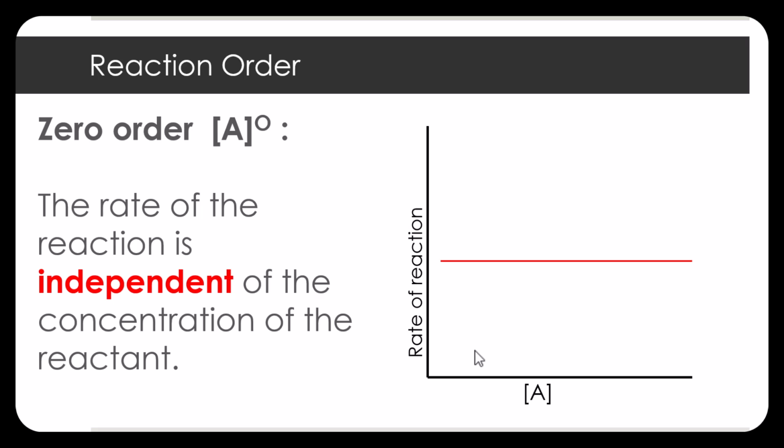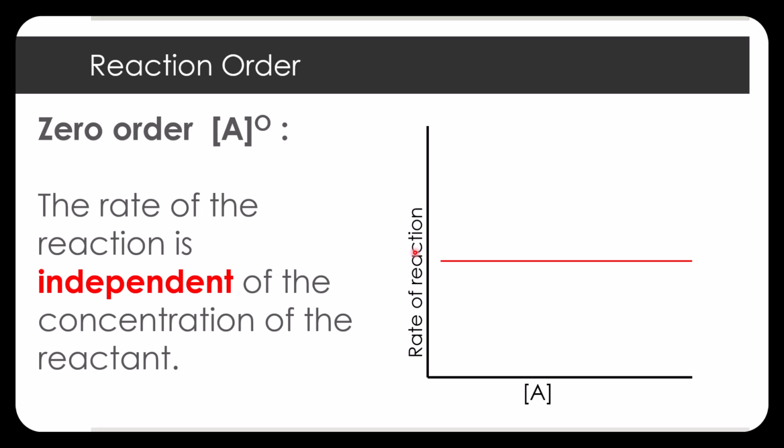Independent of concentration. So looking at our graph over here, along the bottom, we've got concentration of A. So as we go from left to right, the concentration of A would increase. Top to bottom, we've got rate of reaction. So down here, the rate is really slow. Up here, the rate would be really fast. In the middle, it's kind of moderate.